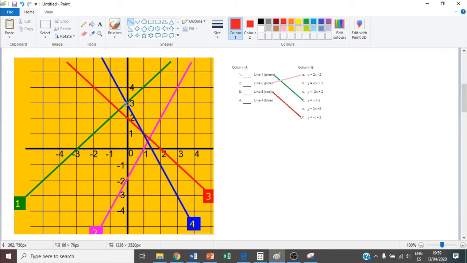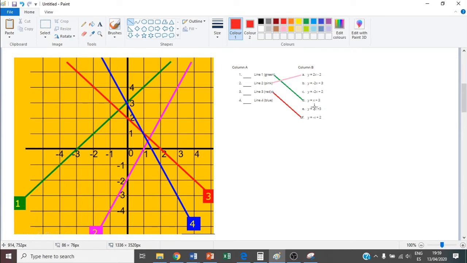And our last line, the line number 4, the blue one. I can already see this number up here is a 3. That's not 3x. That is something plus 3. My y-intercept is 3, so the number I'm adding on at the end is 3. Could be this one. This one I've already used, or it could be that one. So y equals minus 2x plus 3, or y equals 2x plus 3.